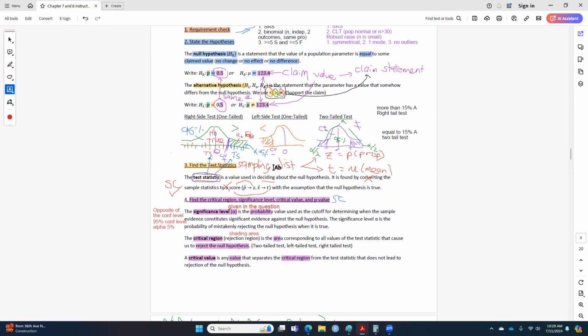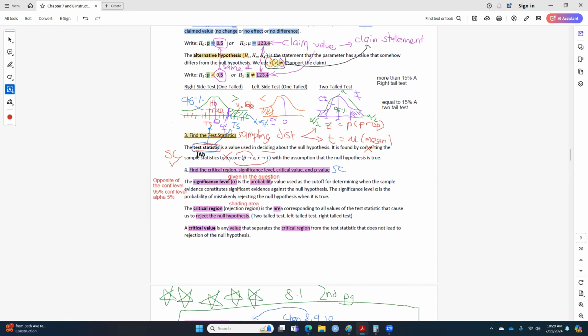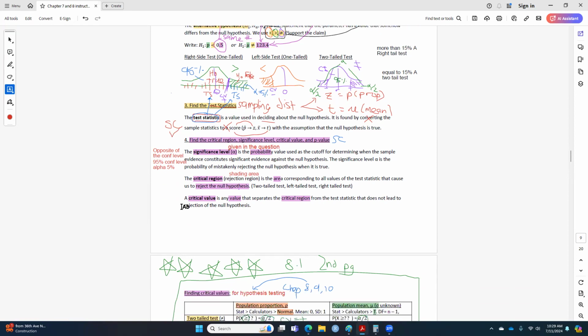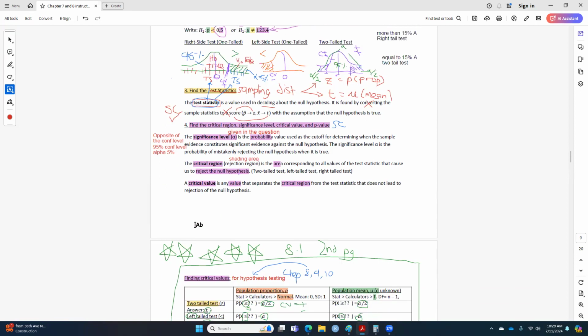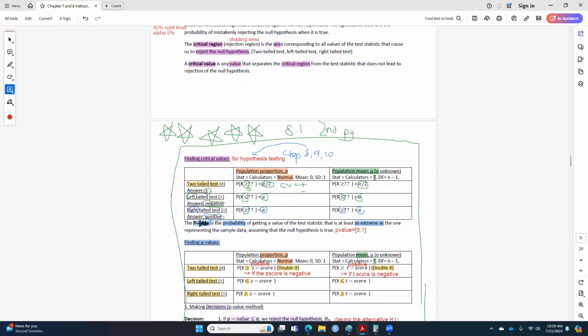Third, figure out the sampling distribution. So the sampling distribution can be either Z or T distribution, depending on what kind of population parameter you're using, either proportion or mean. If it's proportion, it's Z; mean is T. And then the next one is to figure out the test statistics and the critical value and the p-value, depending on the questions. Test statistics will be provided by StatCrunch. Critical value and p-value are found using these 2 boxes.